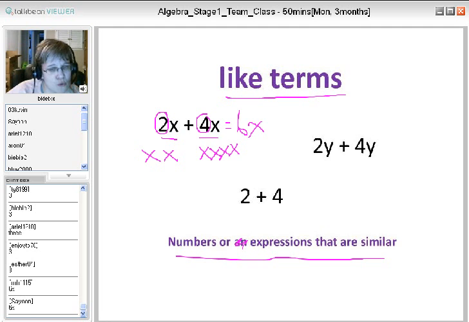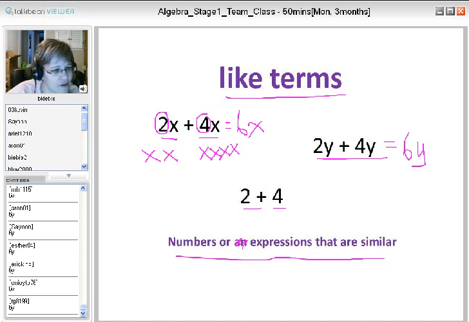Okay. What about 2y and 4y? What do I get with 2y and 4y? Right, I get 6y. Now these two numbers, they don't have any variables, so we just add them together like we have in the past.